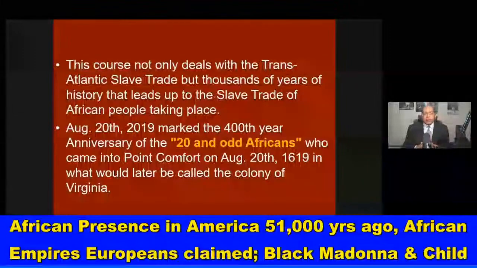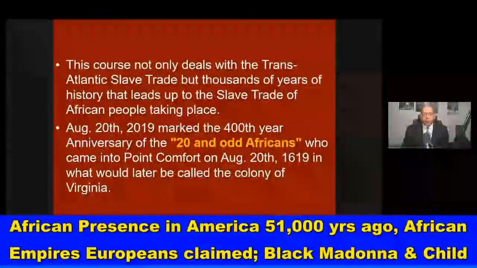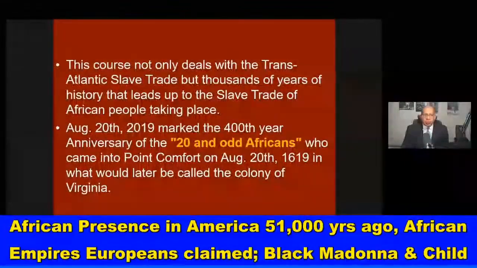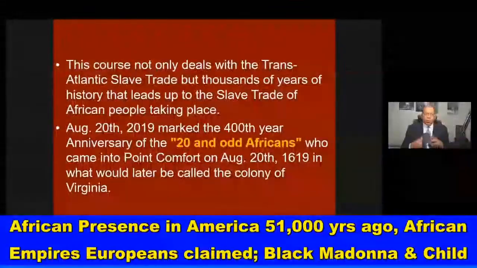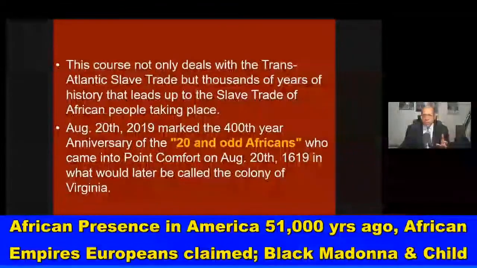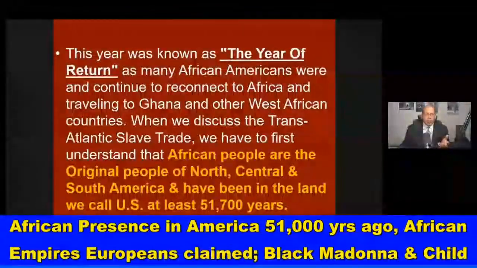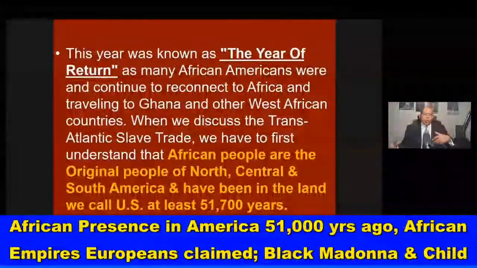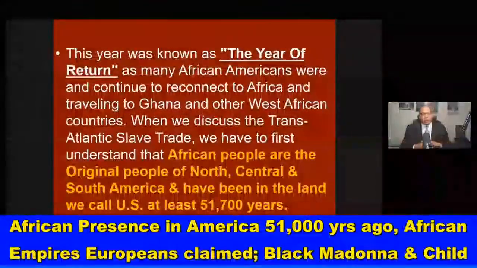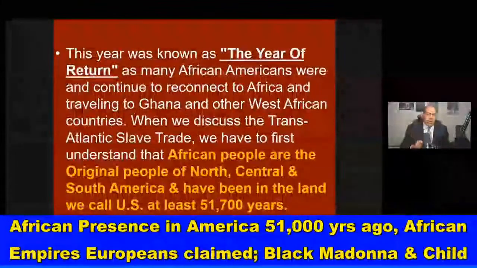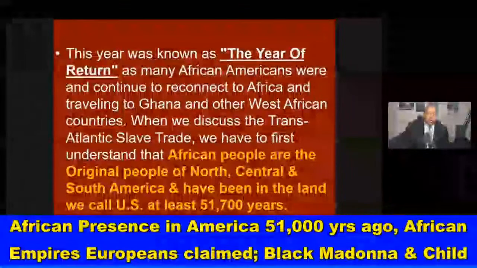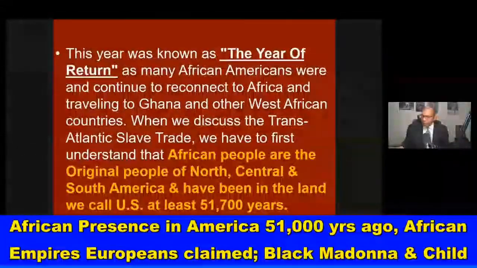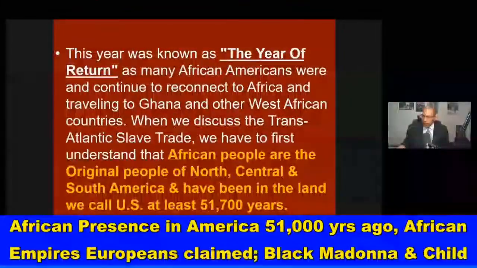August 20th, 2019 marked the 400th year anniversary of those 20-and-odd Africans who came into Point Comfort, in what would later be the colony of Virginia. It's actually Hampton, Virginia, that they come into. That year, 2019, was known as the Year of Return, as many African Americans were and continue to reconnect to Africa and travel to Ghana and other West African countries.